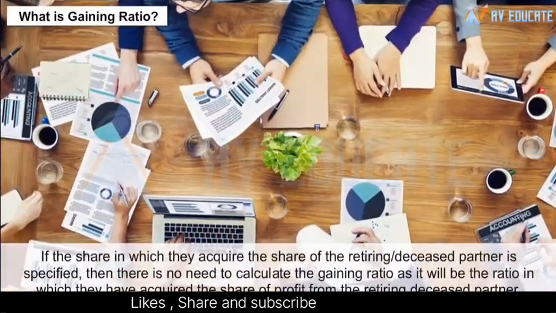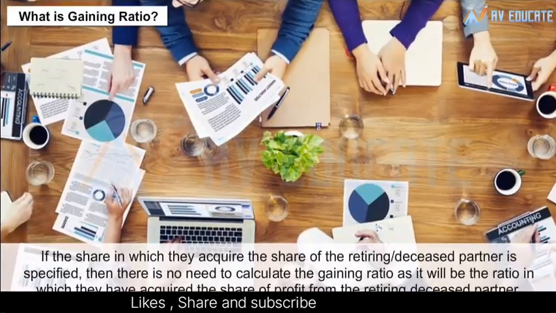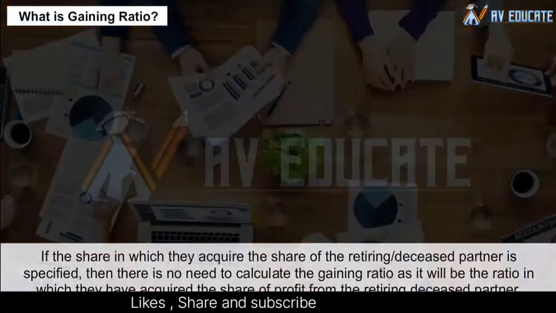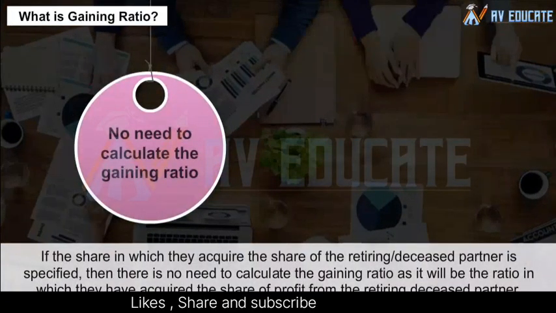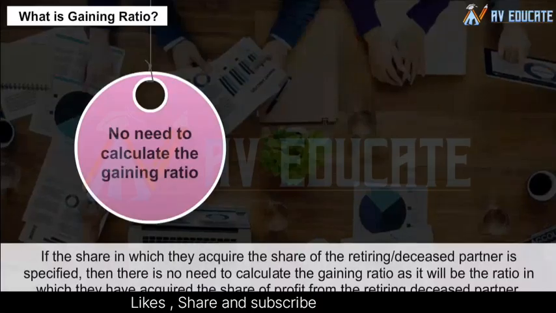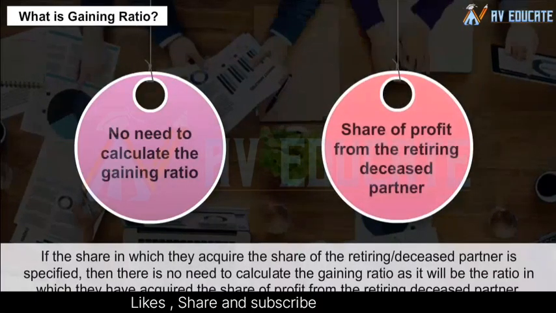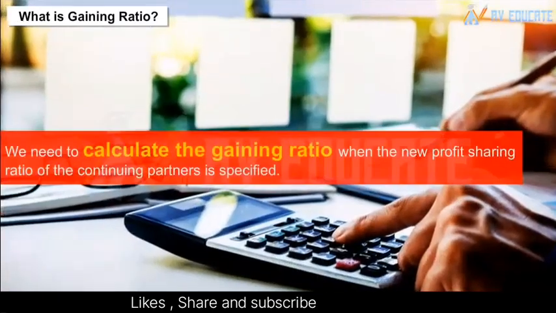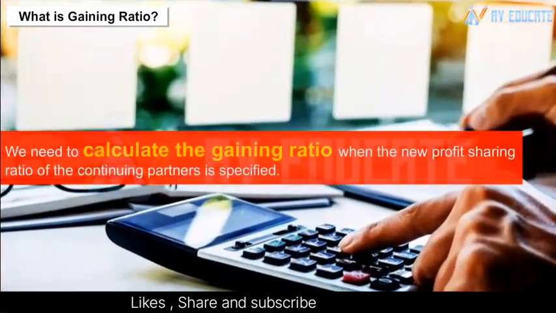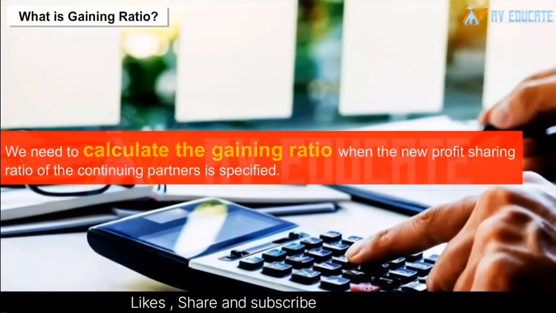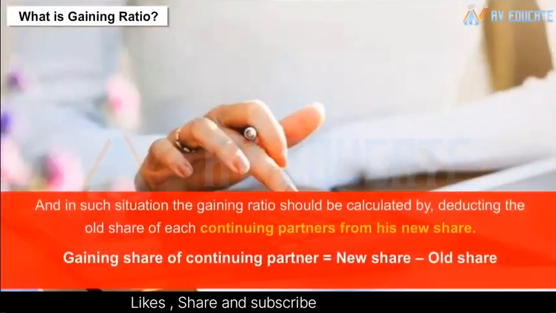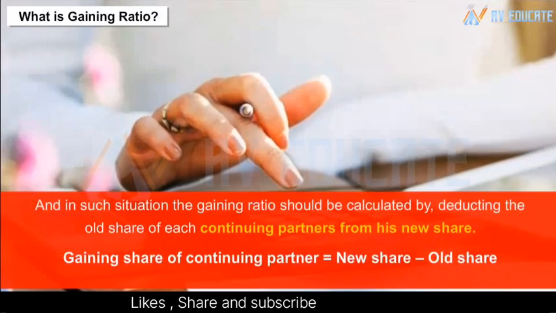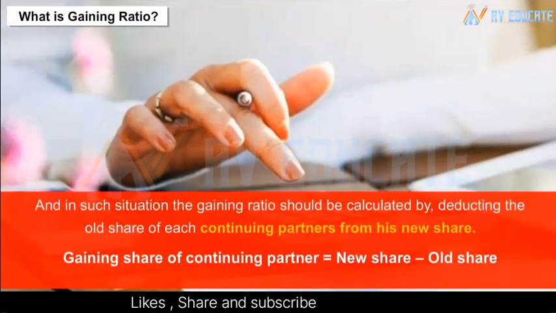If the share in which they acquire the share of the retiring or deceased partner is specified, then there is no need to calculate the gaining ratio, as it will be the ratio in which they have acquired the share of profit from the retiring or deceased partner. We need to calculate the gaining ratio when the new profit sharing ratio of the continuing partners is specified. In such a situation, the gaining ratio should be calculated by deducting the old share of each continuing partner from his new share.